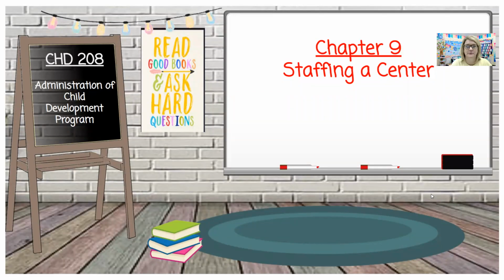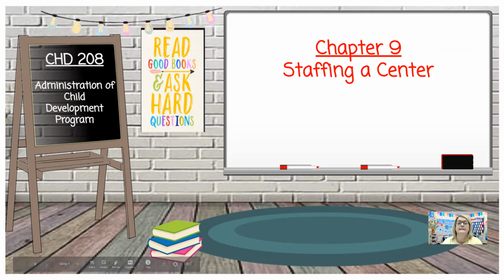Welcome you all to CHD 208, Administration of Child Development Program, and this is going to be the video for Chapter 9, Staffing a Center. This chapter will focus on the importance of developing good leadership skills and then using those skills along with good communication skills to be an effective administrator of a child development or child care program.